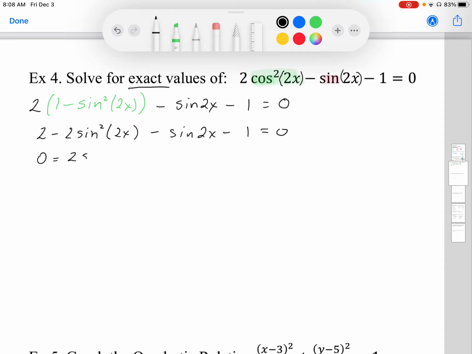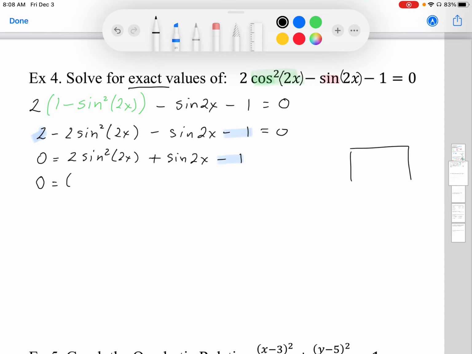I get positive 2 sine squared 2x plus sine 2x. And then it's going to be plus 1 on the left side, so it should be minus 1 on the right-hand side. Just so that we know where these pieces are coming from, that 2 and that minus 1 on the left side become that minus 1 on the right-hand side. Okay, so now I can factor this.